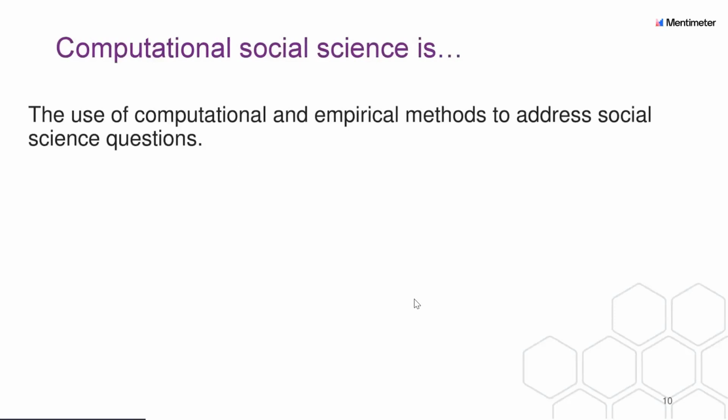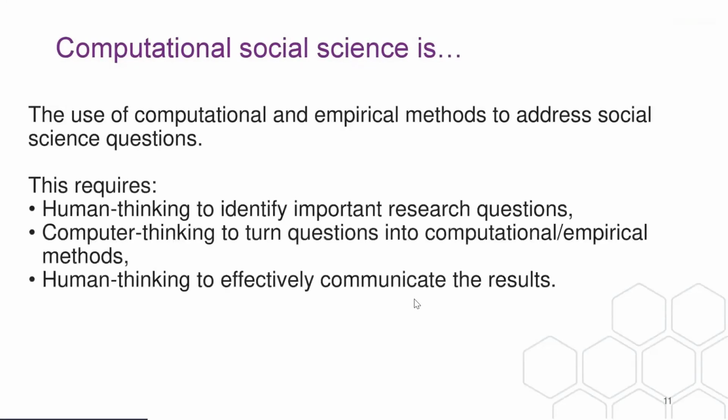So computational social science is the use of computational and empirical methods to address social science questions. Now, that seems really obvious and basic when I read it out like that, but it's important to get a bit more context around that. Because this is not trivial, computational social science requires really human thinking style kind of processes to identify important research questions, and the computer thinking style thought processes to turn those research questions into computational or empirical methods.